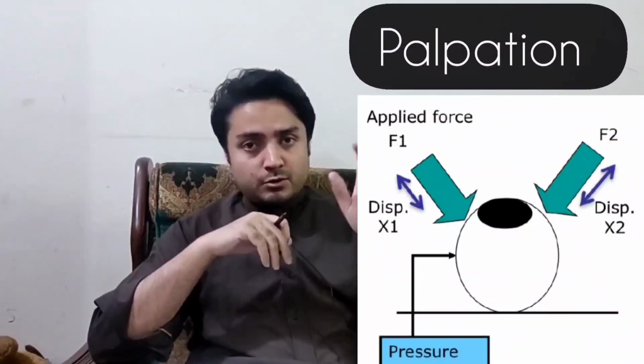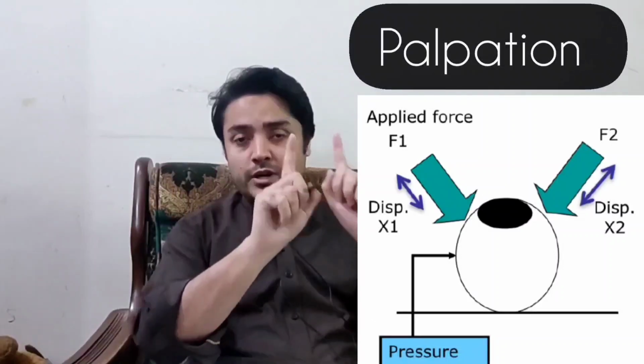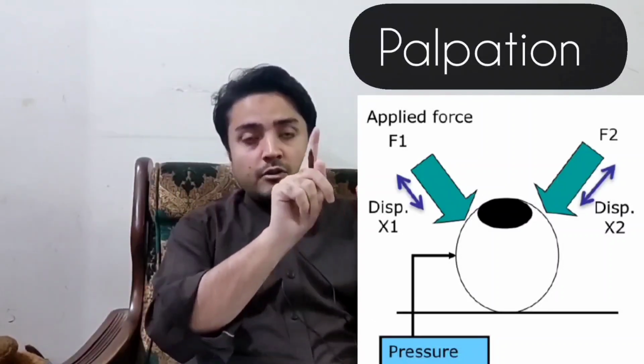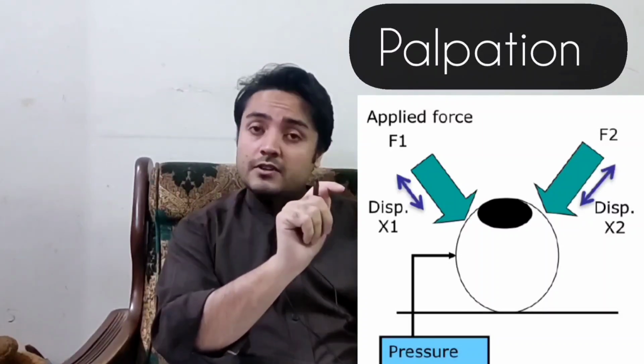You tell the patient to close his eyes and look downwards. With your two hands, you place the two index fingers on the eyeball. With one index finger you exert pressure, and with the other index finger you feel the pressure. This usually comes with experience, and it is not a very reliable method, but it can give you an idea about the pressure inside the eyeball.